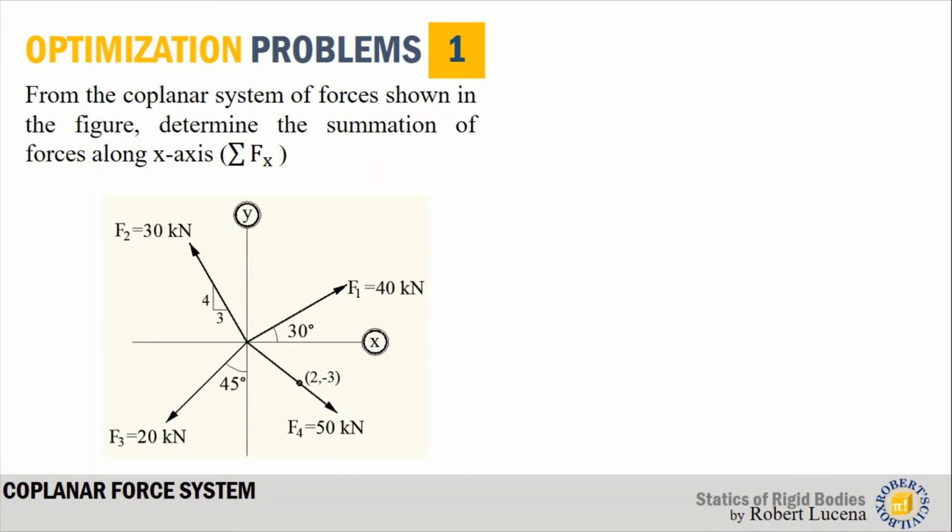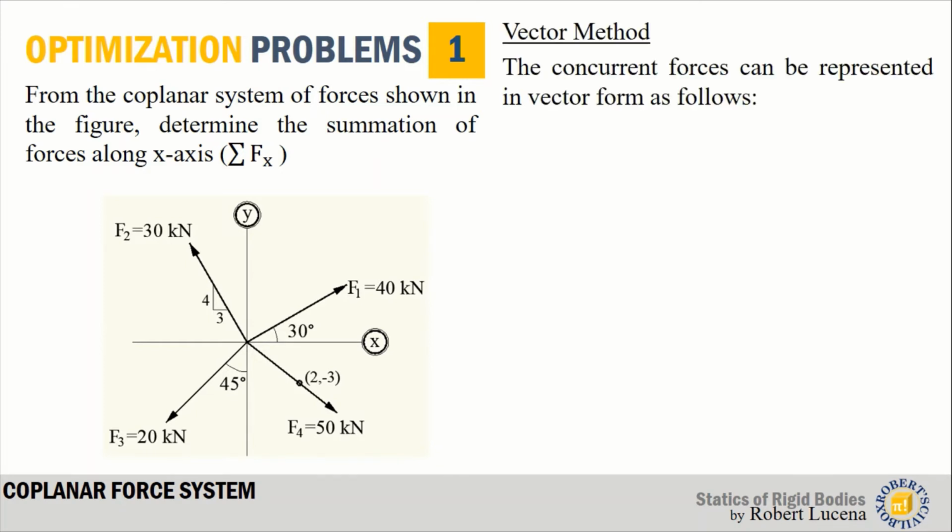So let's start. Again, we will use two methods in determining the resultant. The first one, we will use the vector method, and the next one, we will use the scalar method. So let's start with the vector method. For the concurrent forces, it could be represented in vector form as follows. So let's represent each force as a vector.